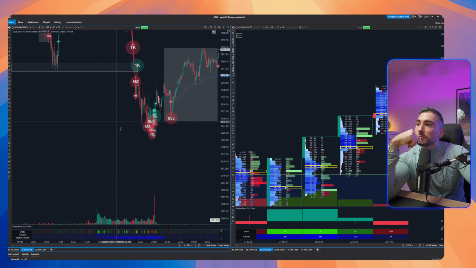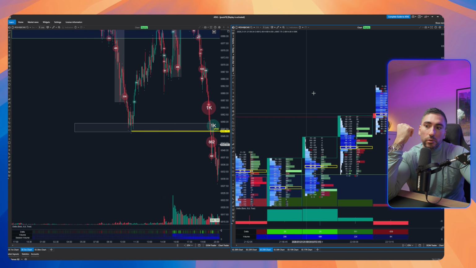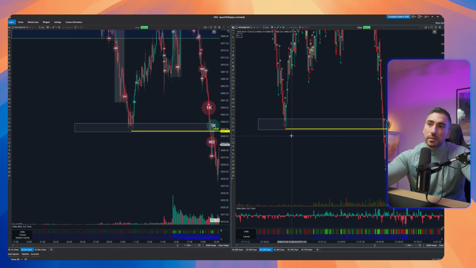M5, let's look at these lows. This was the London low where I took the long. If I place a yellow line right here and go to the footprint chart, let's go to that yellow line. This is that yellow line.